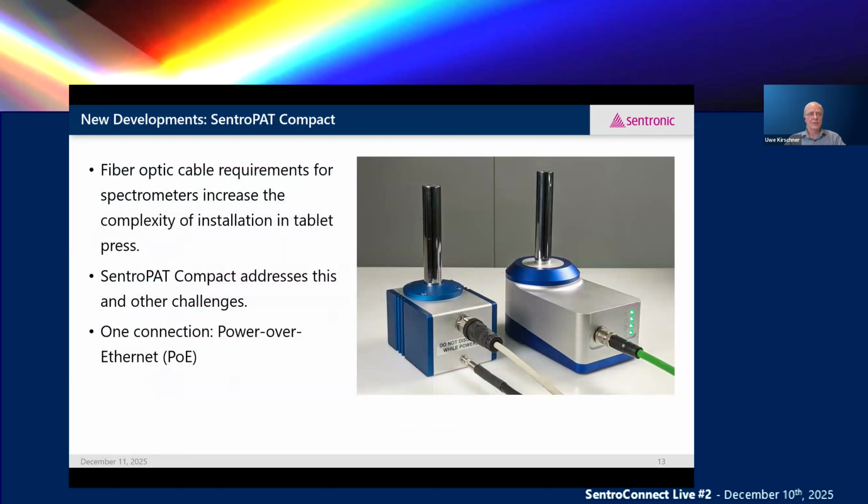Let's take a look at new developments upcoming. You see here the maybe more known SentroProbe, the RLS, on the left side, and the new SentroPAT Compact on the right side. The SentroPAT Compact is a complete system, including the spectrometer, the wavelength reference, the internal reference, a computer, and it's just connected to the network with a power over Ethernet connection. Integrating this into a system takes away the complexity of handling fiber optic cables and fiber optic connections, which sometimes, of course, adds complexity to a system. So let's look deeper into that.